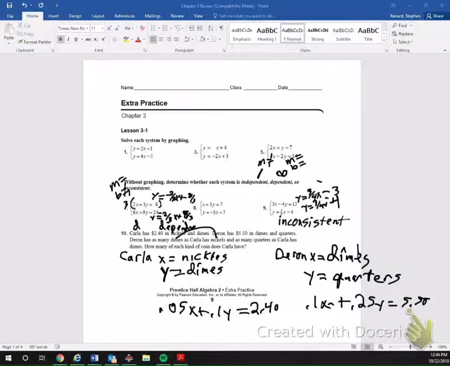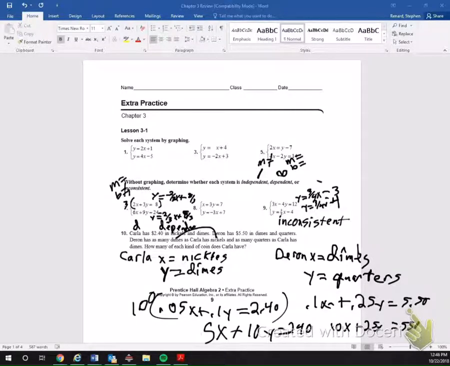Then, because I hate decimals, I'm going to multiply both of these by 100, and that's going to give me 5x plus 10y equals 240, and 10x plus 25y equals 550. So then it's off to the races.